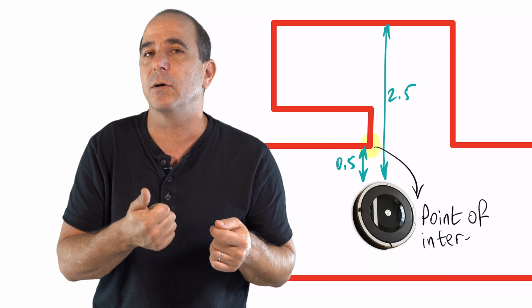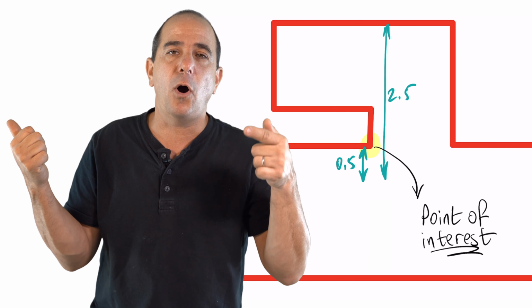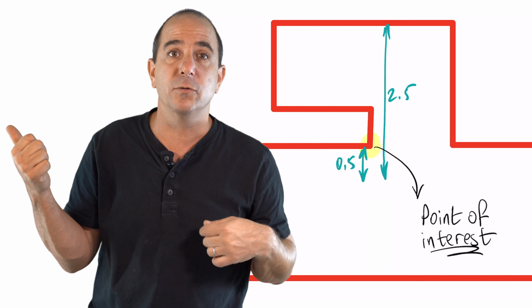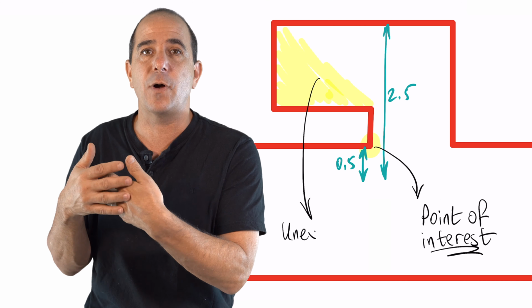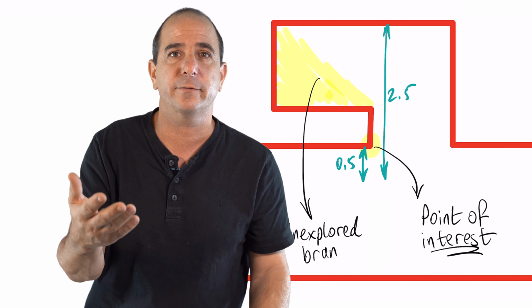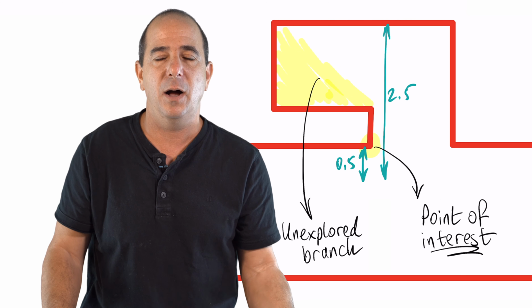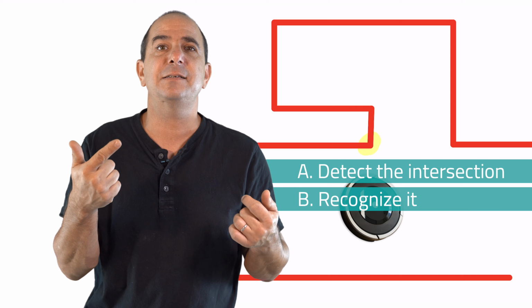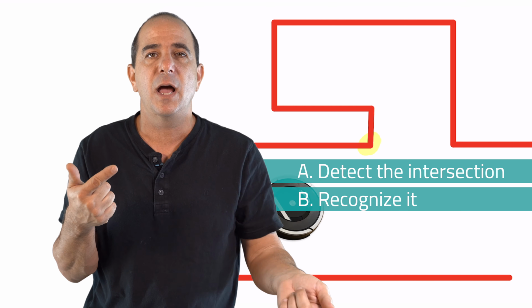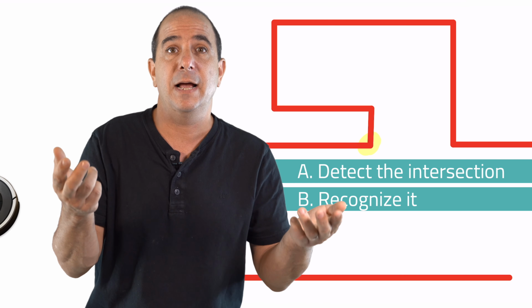I might go along the corridor, but the robot will maintain this information as an unexplored branch, or I need to take a right here, or I need to go north in terms of global orientation in this intersection. Going backwards, I would need to A, detect the intersection, B, recognize that this is actually the intersection I haven't explored in the beginning.